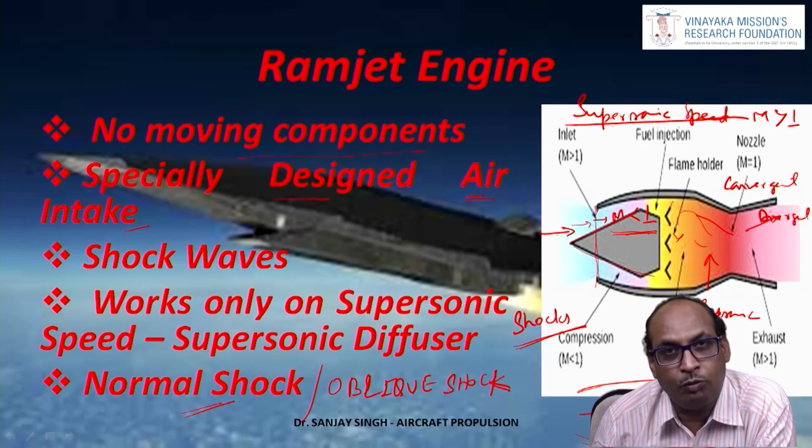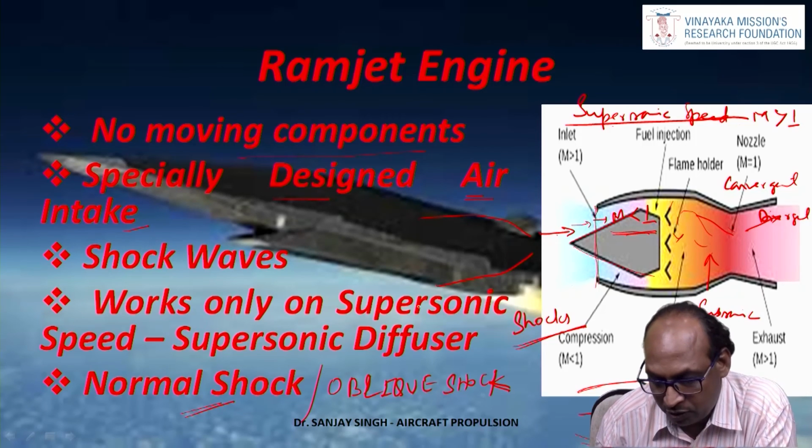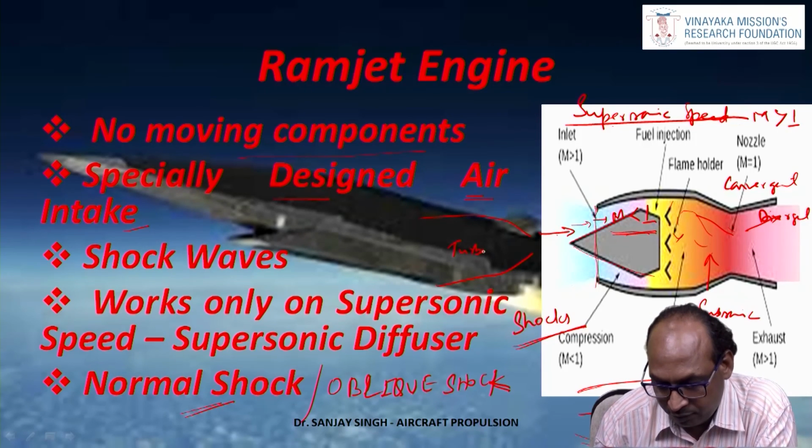So we do have two types of nozzle. One nozzle is the convergent nozzle. Convergent nozzle means the area is getting reduced, and this type of nozzle we are using in turbojet engine. So this is a convergent nozzle.